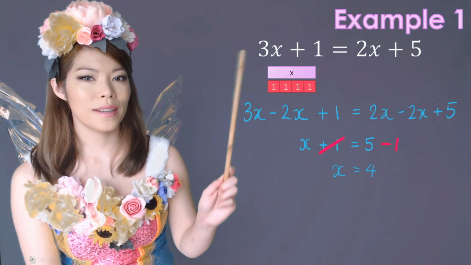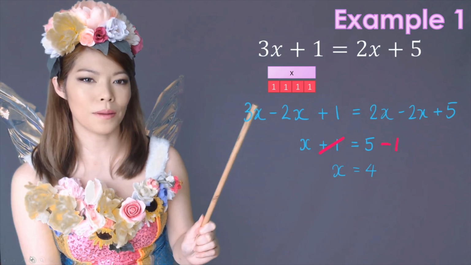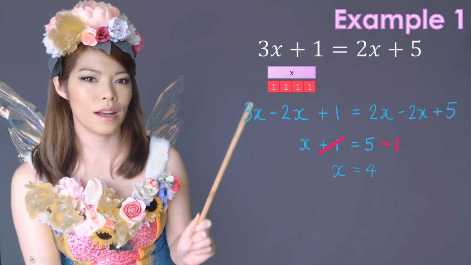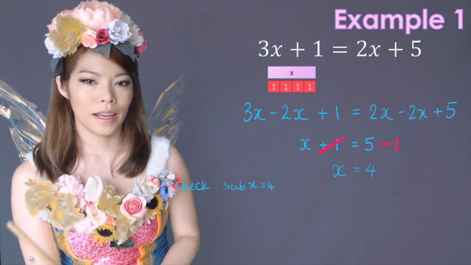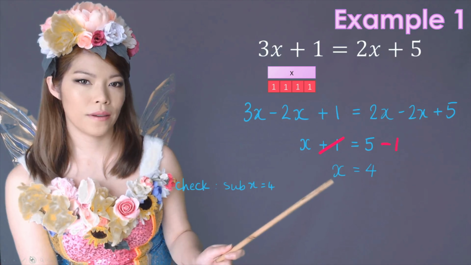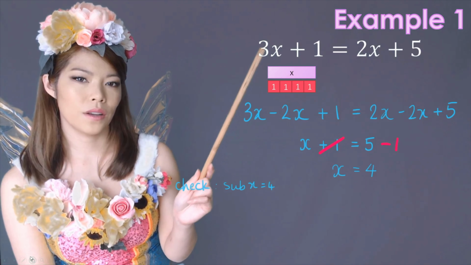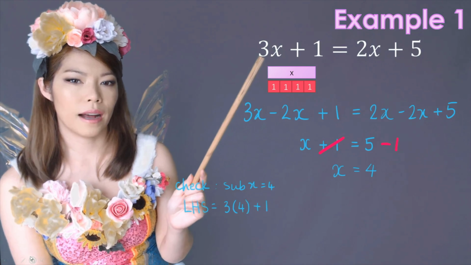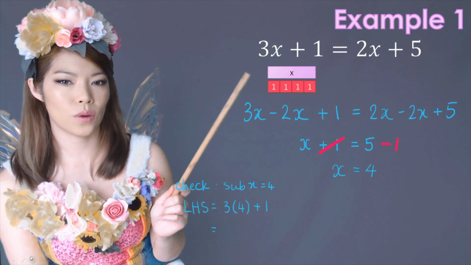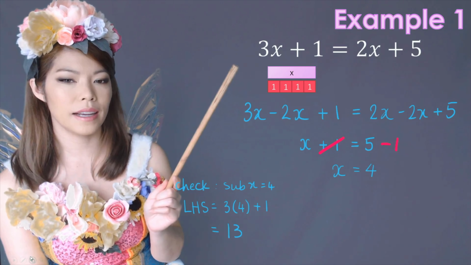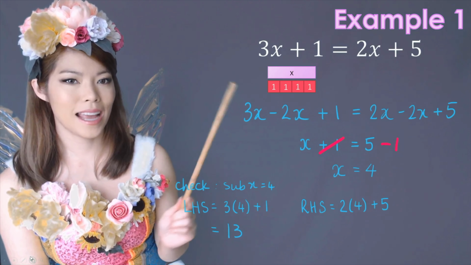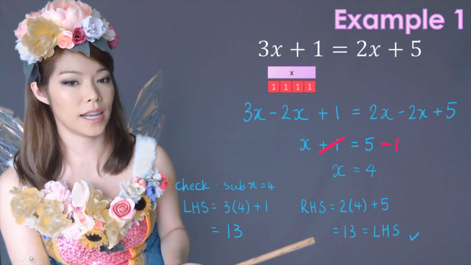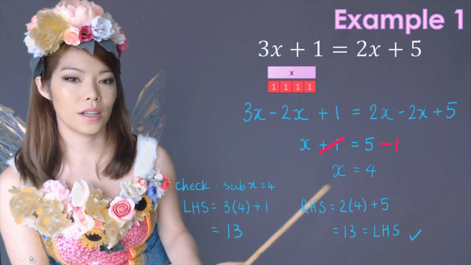So whenever we see unknowns on both sides, we can start by simplifying it by getting rid of the x's first, or the pronumeral first. Then we check. x equals 4 is our answer. Did we do it correctly? So 3 times 4 plus 1. 3 times 4 is 12 plus 1 is 13. That's the left side. The right hand side, 2 times 4 is 8. 8 plus 5 is also 13, which is equal to our left side. So we've done it correctly.